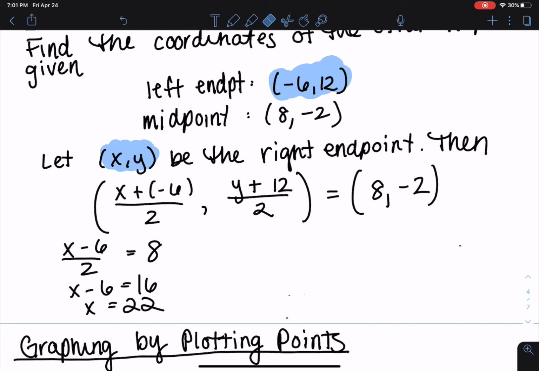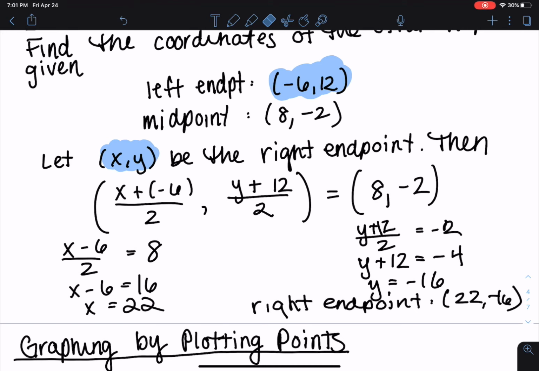So our x coordinate of the other endpoint is going to be 22. Likewise, I set the y plus 12 over 2 equal to negative 2. Solve for y, we get y equals negative 16. So our other endpoint is 22, negative 16.